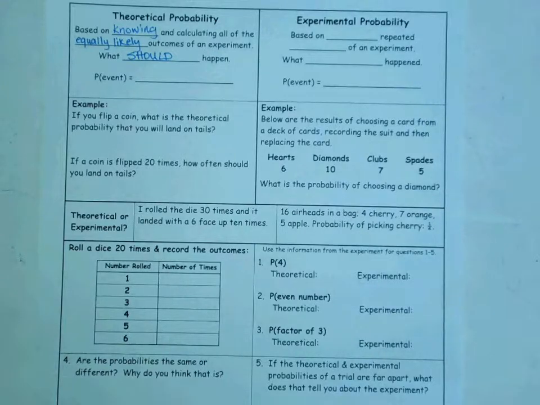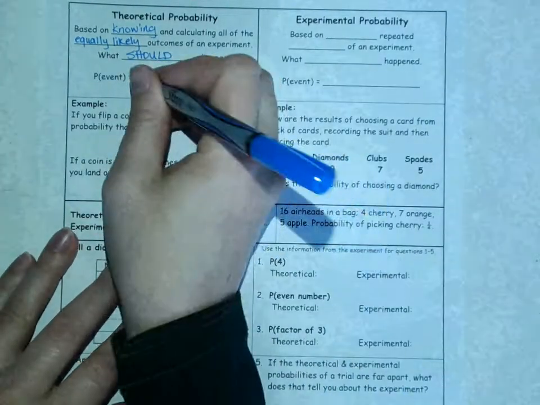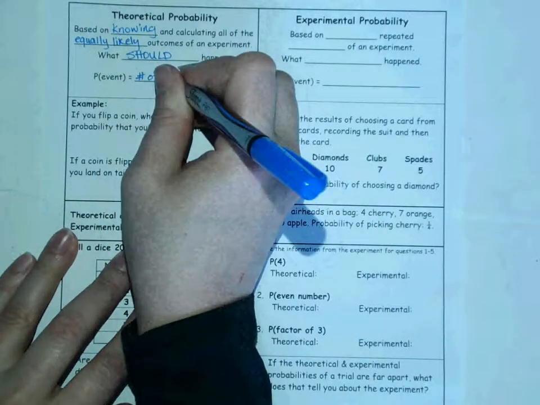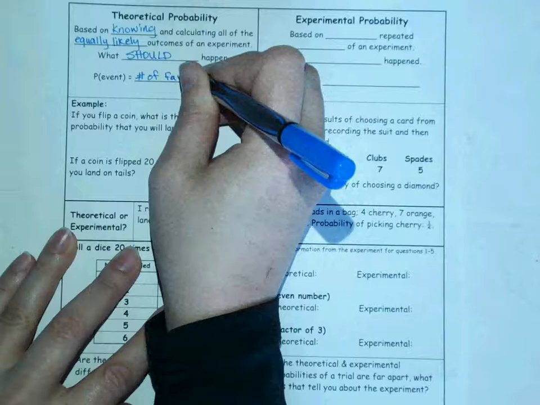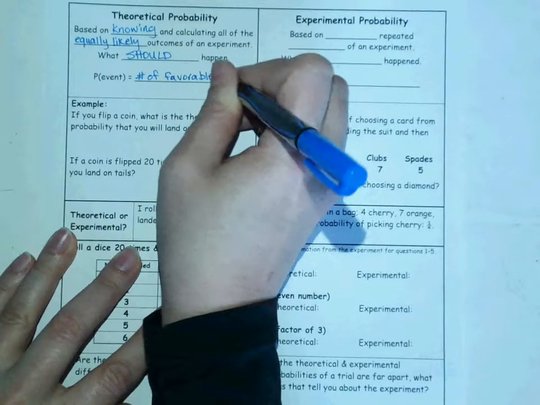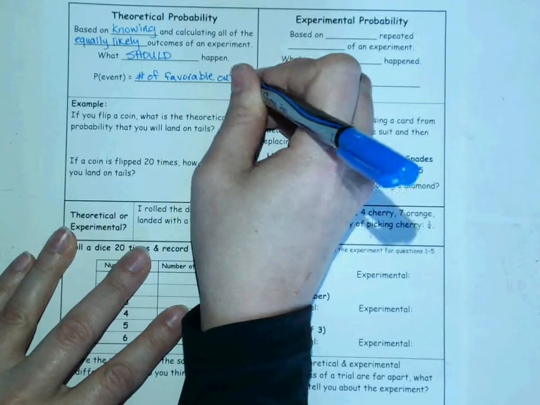So what we were just looking at with all of our examples on the other side of this page was theoretical probability. Those are what should happen. And that's where it's the number of favorable outcomes over the possible number of outcomes.